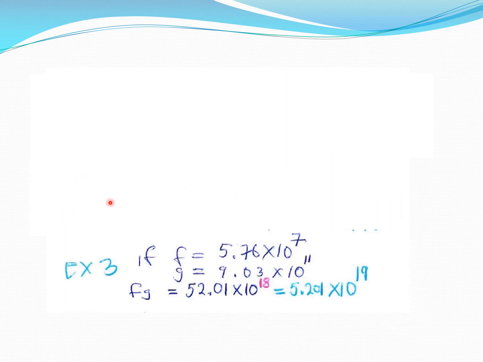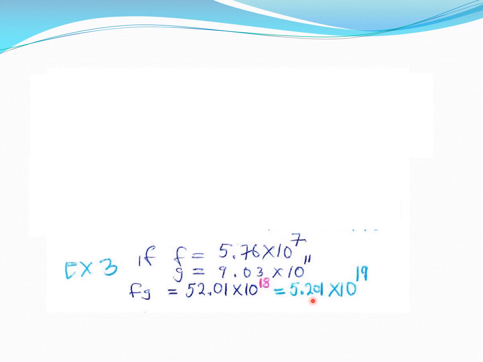So our third example, F 5.76 by 10 to the 7, G 9.03 by 10 to the 11. So multiply the 5.76 by the 9.03. So that's 52.01 multiplied by 10 18 times. Now that number is not in scientific form, but 52 by 10 to the 18 is the equivalent of 5.2 by 10 to the 19.